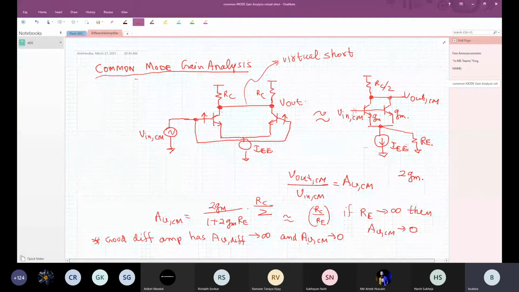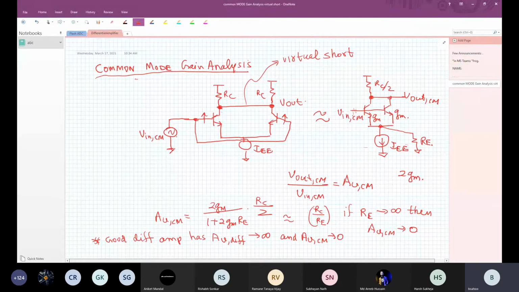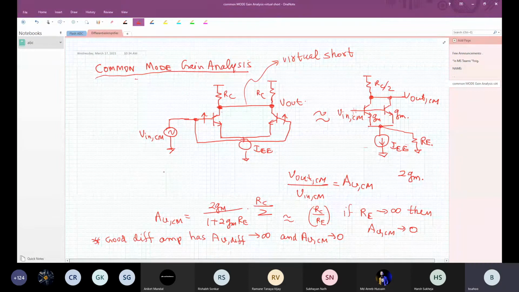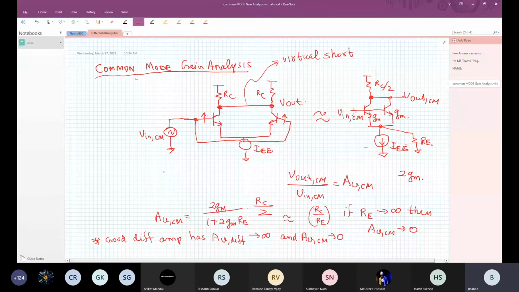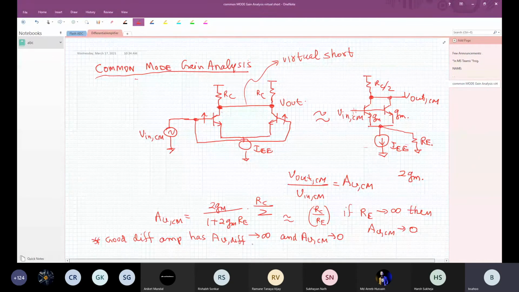And this is very important because the common mode signal could be bouncing around if there is noise in the system. So you want to get rid of that common mode signal, and the differential amplifier does it nicely for you. Now, to find the differential gain, we can use the concept of half circuit.